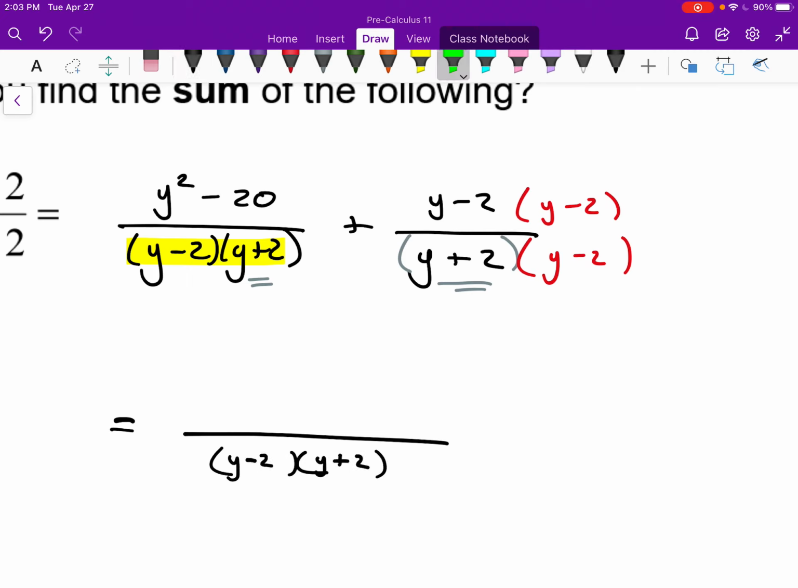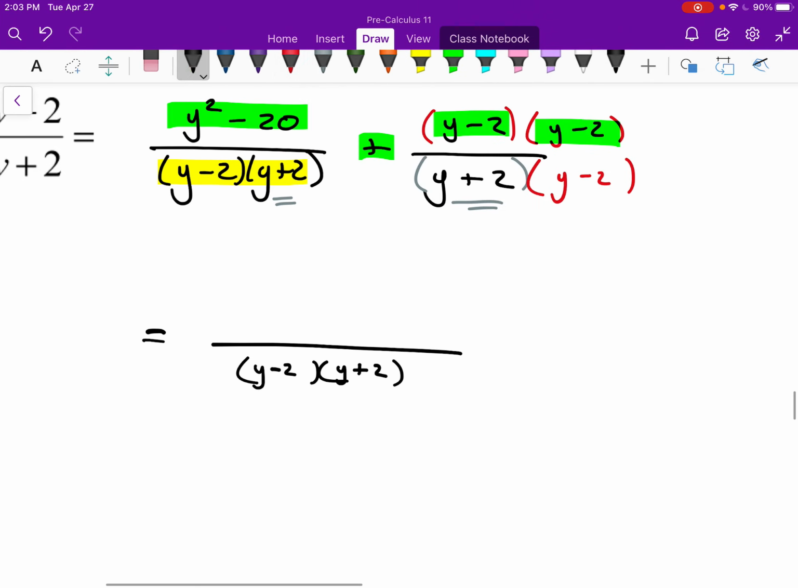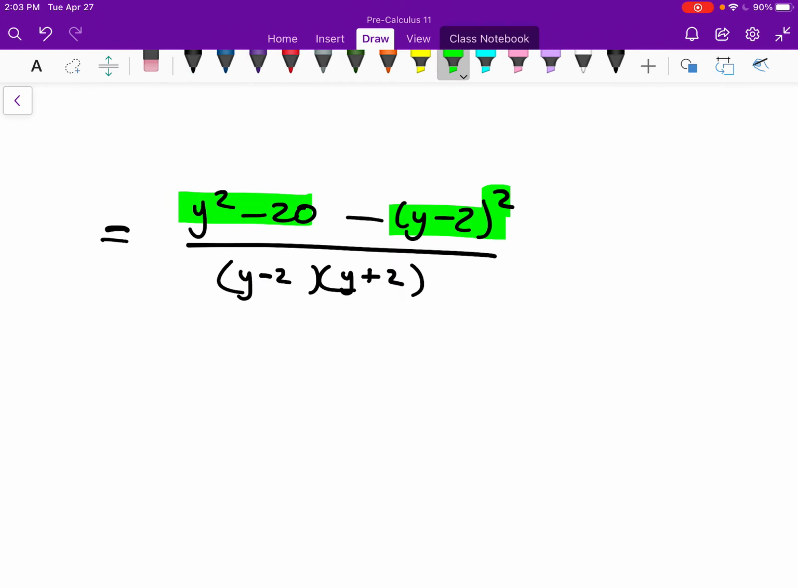And so what do I have in the numerators? I have y squared minus 20 plus y minus 2 times y minus 2, or y minus 2 squared. Okay, so now at this point, if something is going to cancel out, don't be tempted to cancel out a y minus 2 here, because I have a factor of y minus 2 in the denominator. I do not have a factor of that, at least yet, in the numerator. That y minus 2 there is not a factor, because factors are when everything is being multiplied to each other. But there's this subtraction and addition here.